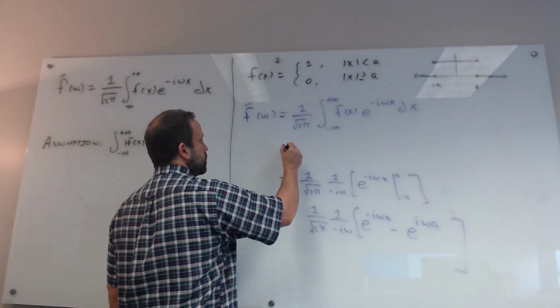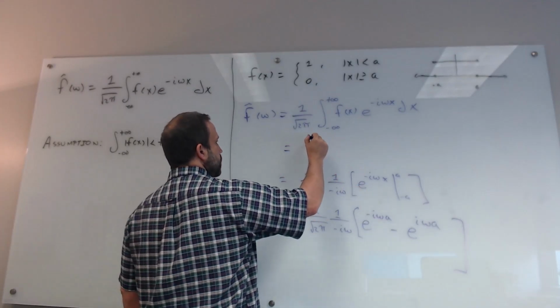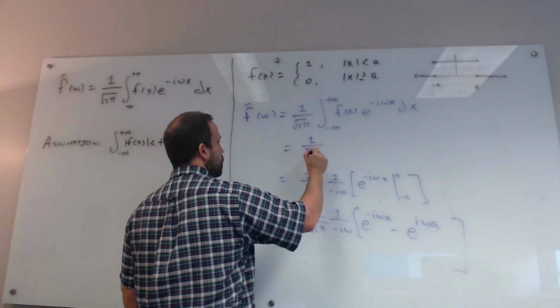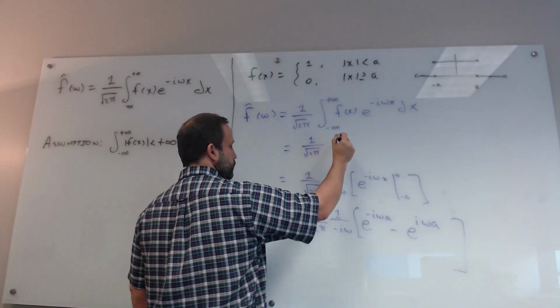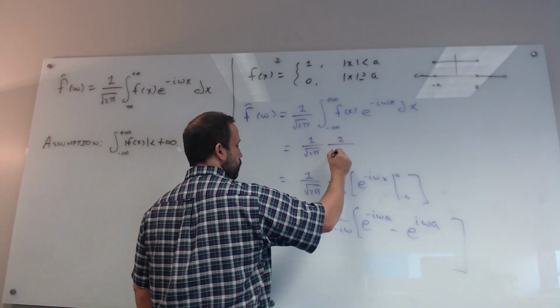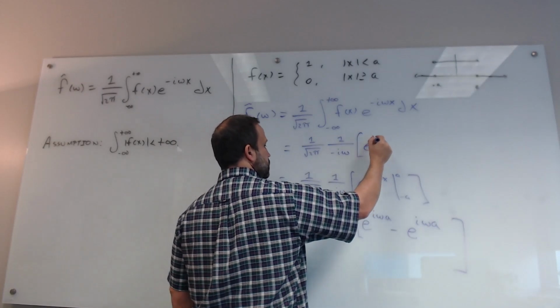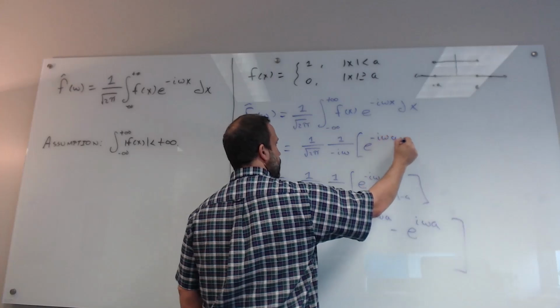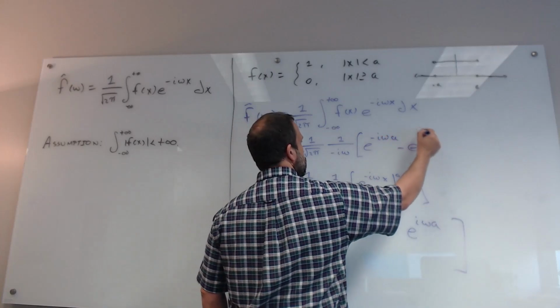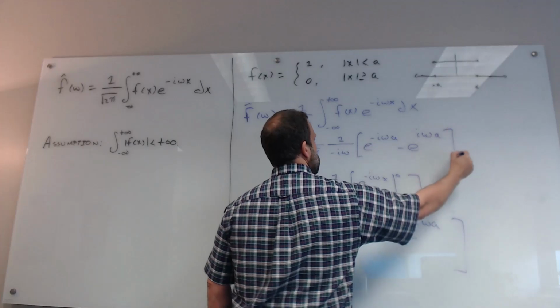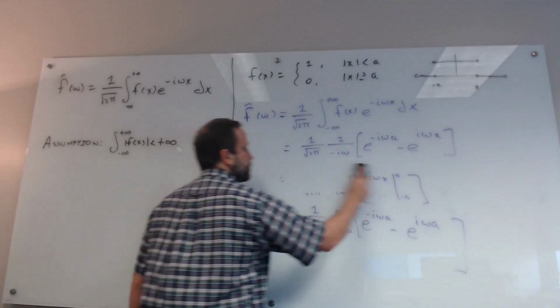So via these computations, this is equal to minus 1 over the square root of 2 pi, 1 over i omega, and then we're going to have e to the minus i omega a minus e to the i omega a. Okay.